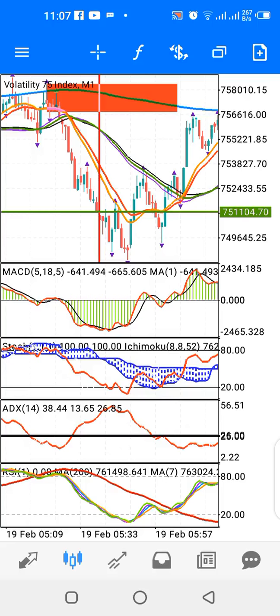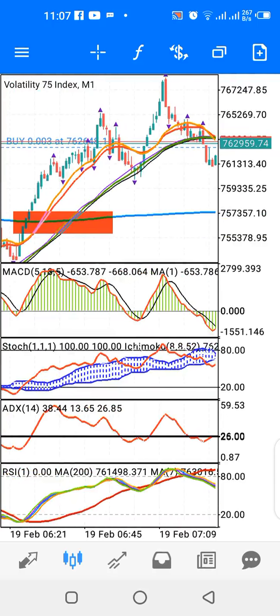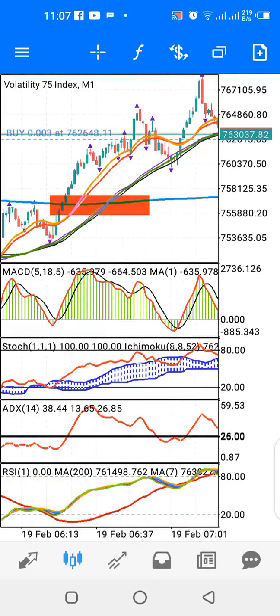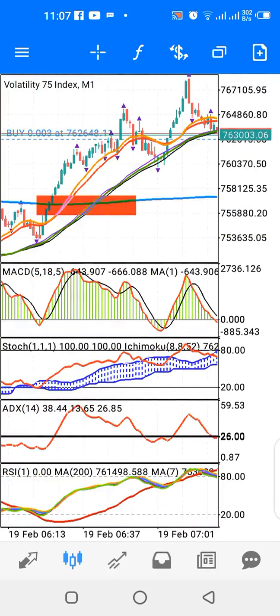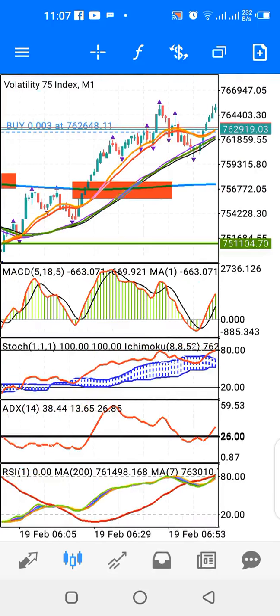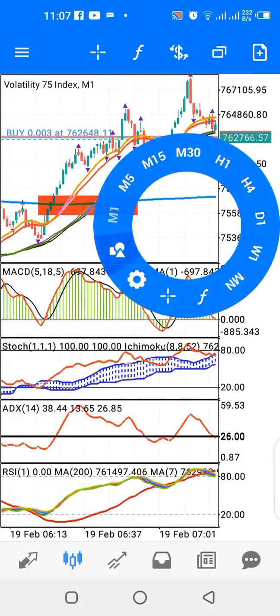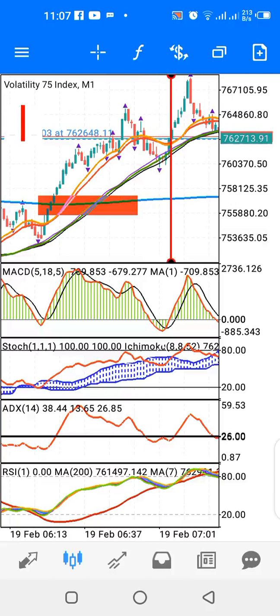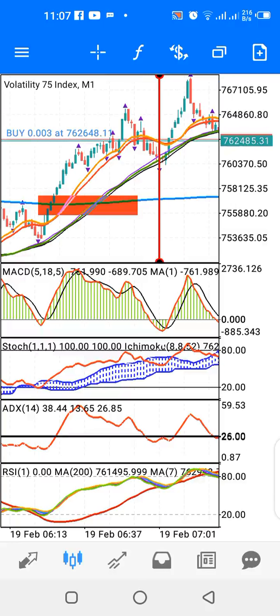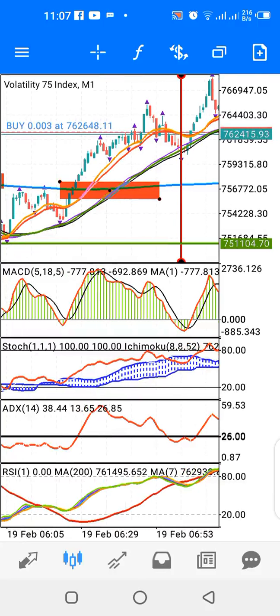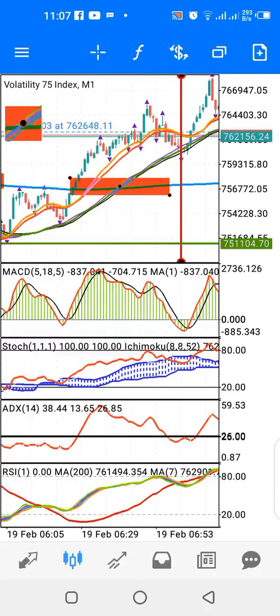Okay, and if you are going to use this strategy and you want to buy, your trend change will have been confirmed somewhere around here, where all these lines have crossed above the blue line.